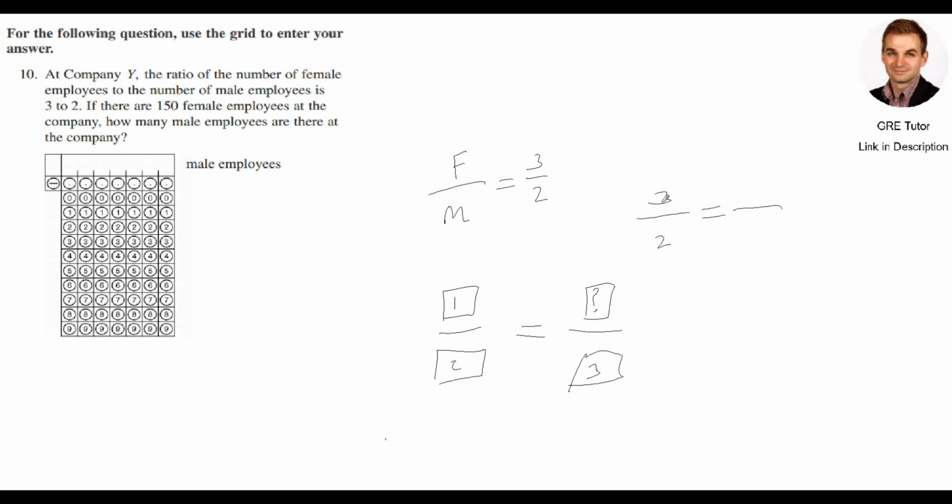Alright, so that's half of what they've given me. Now they're going to give me one more of these and I have to figure out the other one. If there are 150 female employees. Okay, so they gave me the female employees. How many male employees are there?